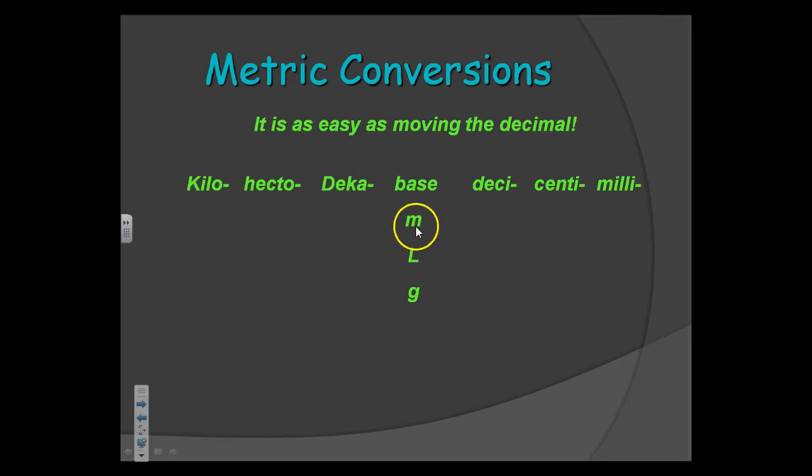So with our basic measurements, I'm going to start here with base units. So this would be like meter. That's what this M stands for. L would be liter. G would be grams. We could have others, like there's also a joule. And these are our base units. So notice there are no prefixes before that.